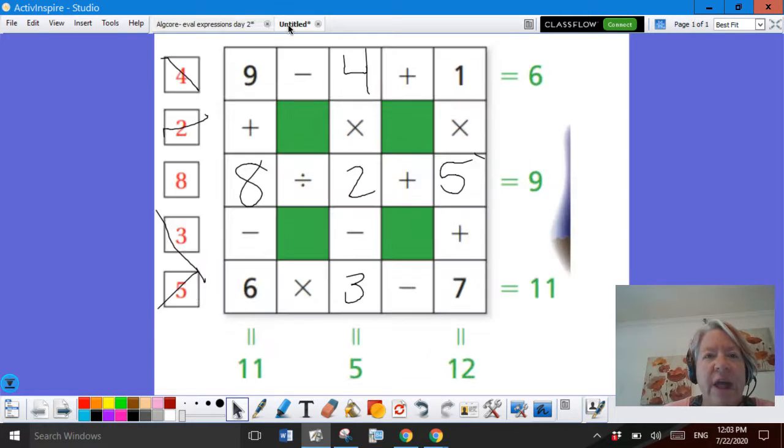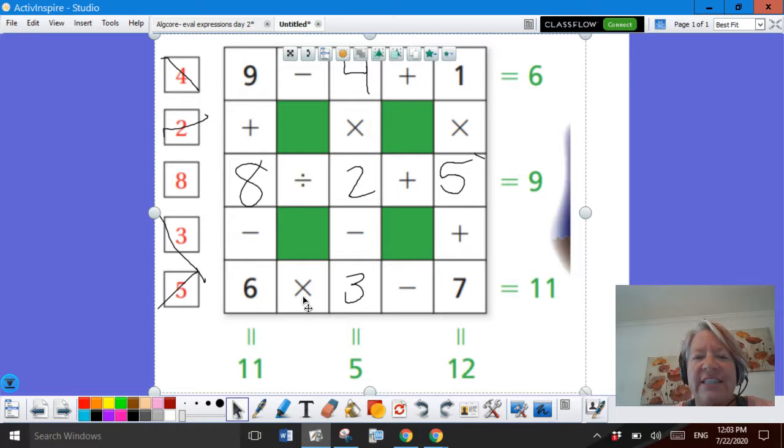Okay, let's see if you got it right. So the 4 should have been on top. 9 minus 4 plus 1. So 9 minus 4 is 5. 5 plus 1 is 6. 8 divided by 2 is 4. 4 plus 5 is 9. And 6 times 3 is 18. 18 minus 7 is 11.